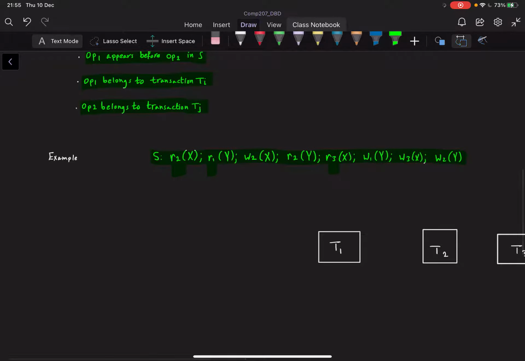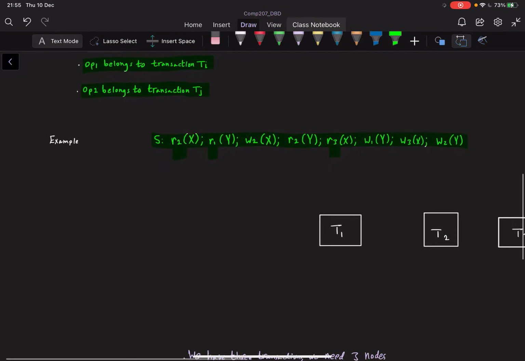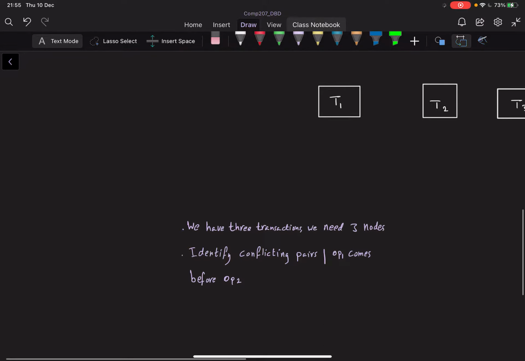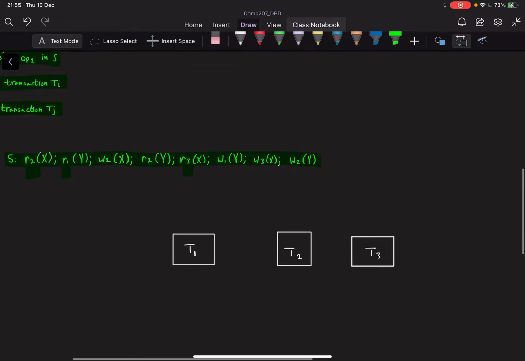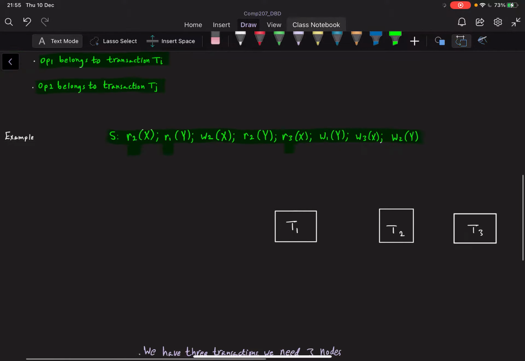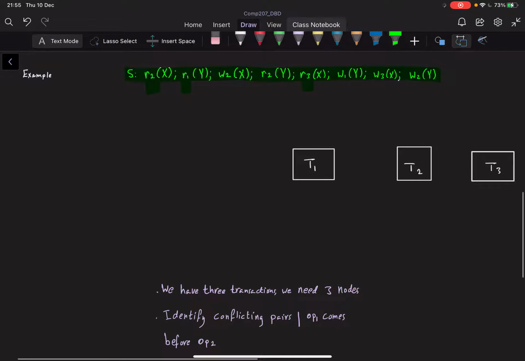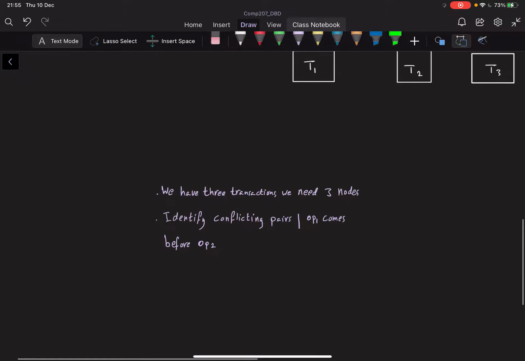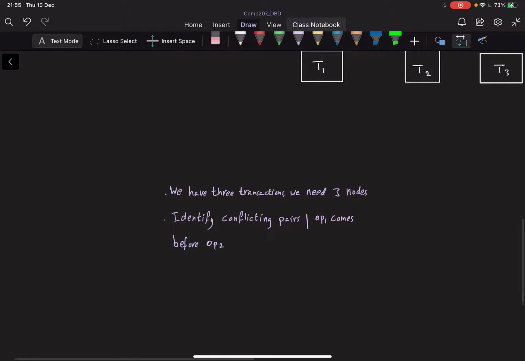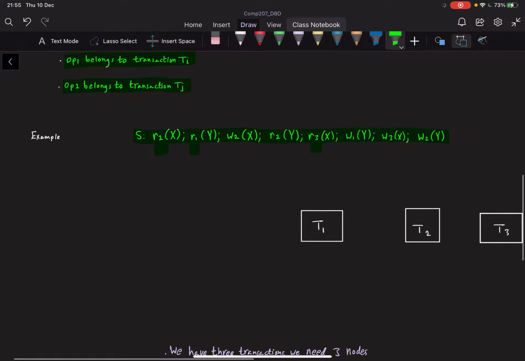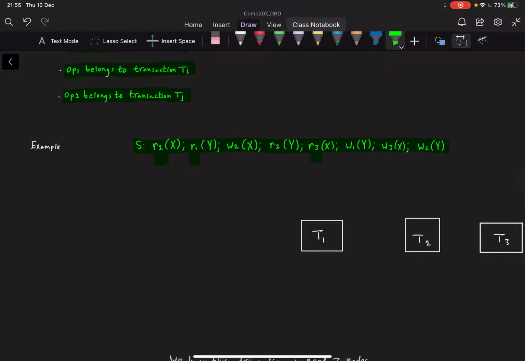So what do we do then? We say, okay, since we have 3 transactions, then we need 3 nodes, and of course, there we go. Here we have the 3 nodes. And then what we need to do next is identifying conflicting pairs where operation 1 comes before operation 2. So this predicate or condition has to be satisfied.